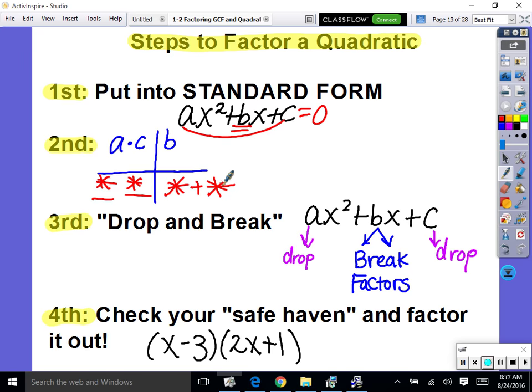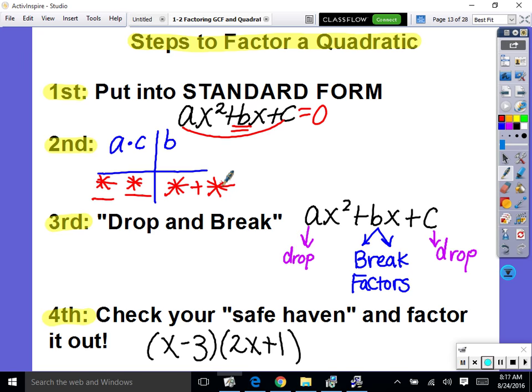Our fourth step is to check your safe haven. You'll see what I mean in a second. I call it a safe haven. We get to a point where we can tell we've 100% done this correctly, and I'll show you why you know. That's always when I'm like, oh my heck, I did it right. Hallelujah. So that's nice. You can always know you've factored right. And I'll tell you what I mean by safe haven in a minute.